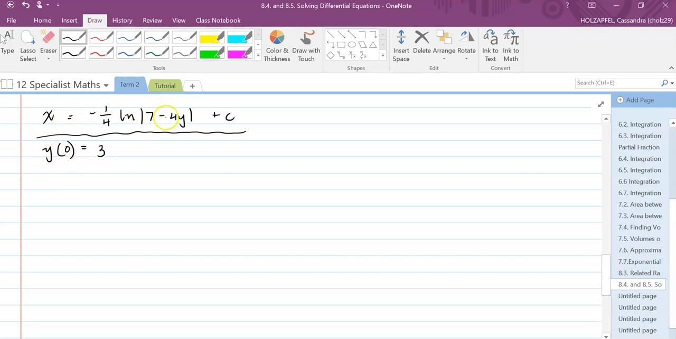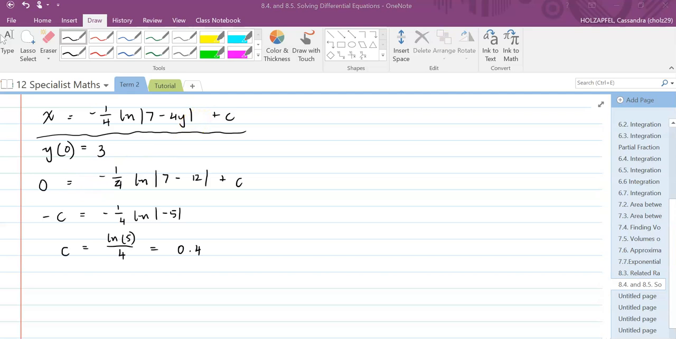Now that we have our function that we've integrated, we also have this additional piece of information. So when x is equal to 0, the value of this function y is equal to 3. So let's substitute these values in and then solve for c. We now have our solution for c, so we can pop that back in the original function. So we have x is equal to negative 1/4 ln of 7 take 4y plus 0.4.